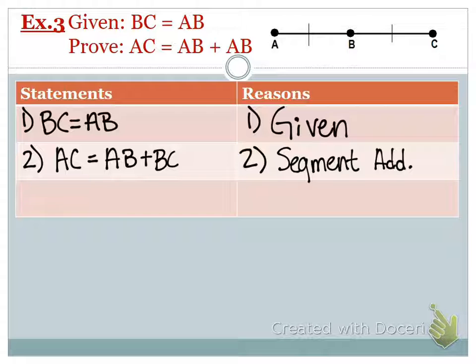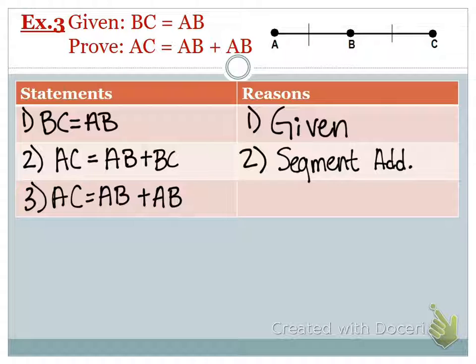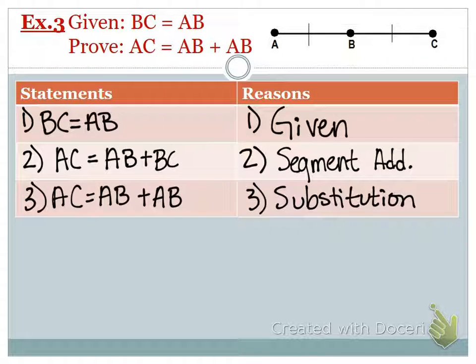Alright, this one's pretty short. What's our last step? Oop, forgot my C. AC is equal to AB plus AB. You could have filled that in from the beginning because it is given to you as what kind of statement? The proof statement. Your proof statement should always come last. What did we do to get there? Substitution. Substitution was the last thing we did.